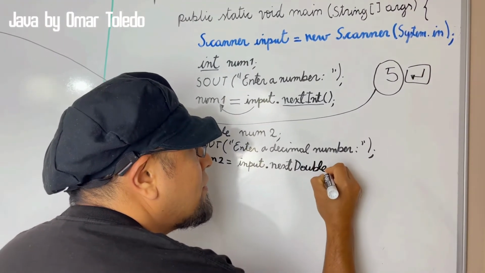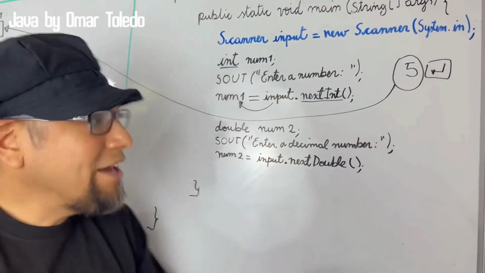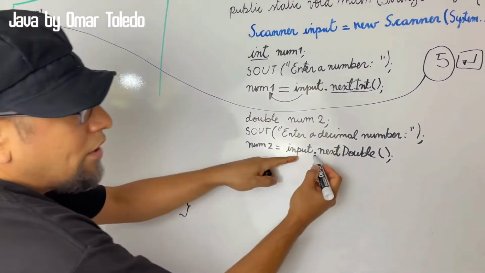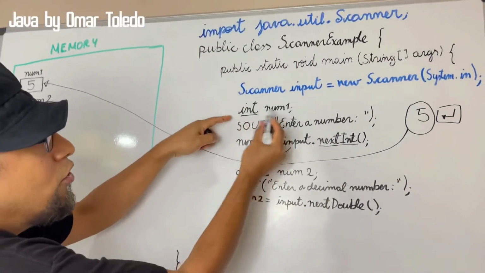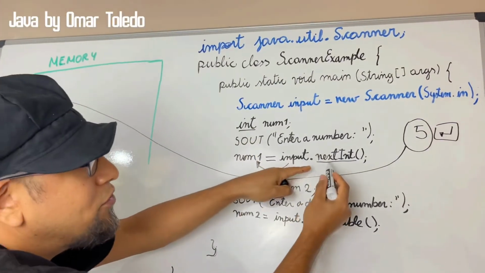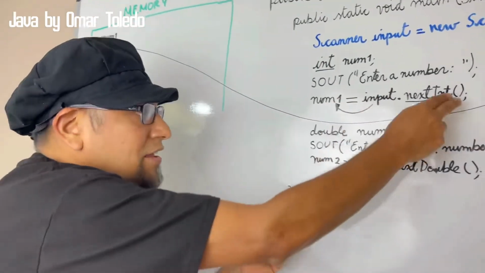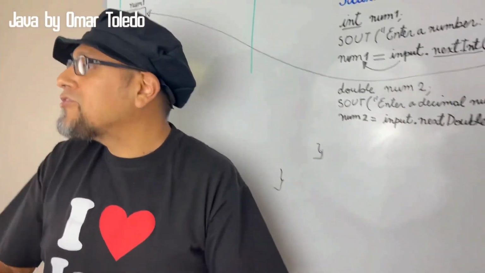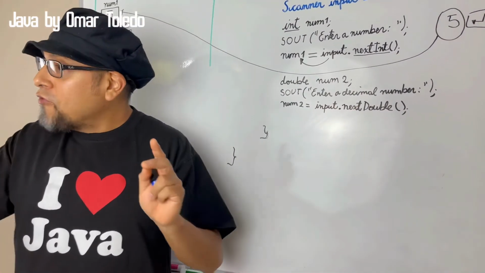So the only thing that you have to know with the scanner is how to use that. If you have a variable for doubles, you will have to use next double. If you have a variable for whole number integers, you will have to use next int. So with next int and next double, you're going to be able to collect whole numbers and decimal numbers, the numbers that you want. Simple. Really easy. For numbers.